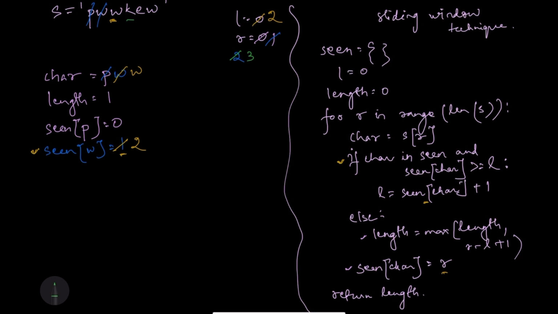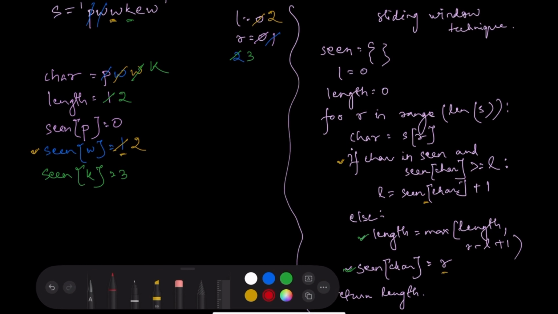As we move forward, now we are getting k. So as we have gotten k, we will check if k is already present in the hash map. It is not present, so we will come to the length part. So in the length part, what we will do is we will check our length. So our length is 1. Our right minus left would be 3 minus 2. That would be 1 plus 1, that is 2. So we have got 2 here. Now what we will do is we will come to this part and we will be updating our k's index, which would be 3. Now we will do our next iteration.